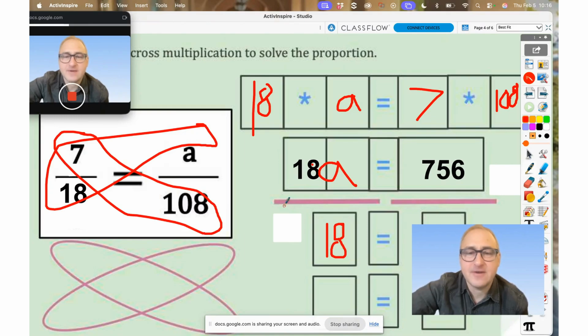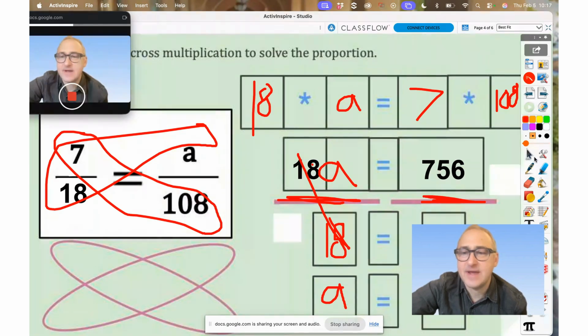So I'm going to divide it here. This is a fraction bar, this is a division bar. And what we do to one side, we must do to the other. So we're going to divide by 18. Please make sure that you have on this line the same number. Then this 18 cancels, so a comes down, and 756 divided by 18 is 42. So our answer is a equals 42.